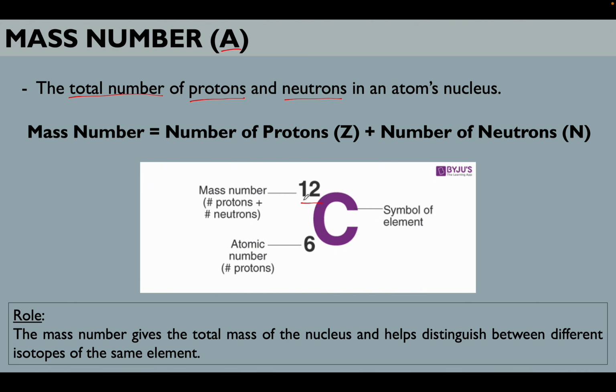Now, the role of mass number: it gives the total mass of the nucleus and also it helps distinguish between different isotopes of the same element. So we will be discussing isotopes after this one. So may pasabot aning it helps distinguish between different isotopes of the same element. Now, let's discuss isotopes first para mahibal-an nato kung unsay pasabot aning role ni mass number.